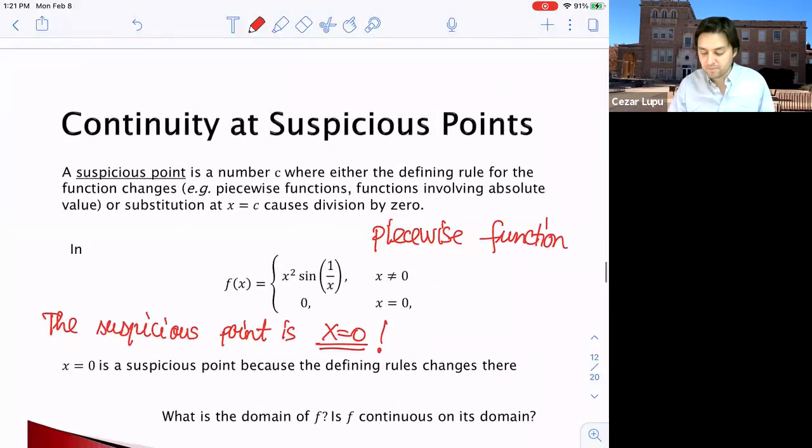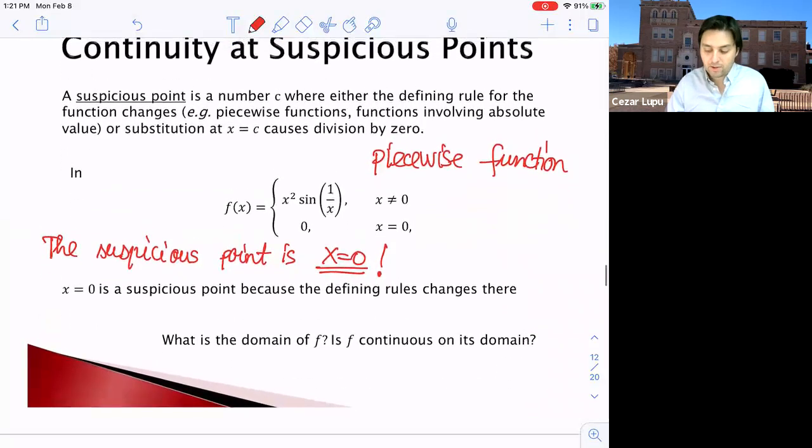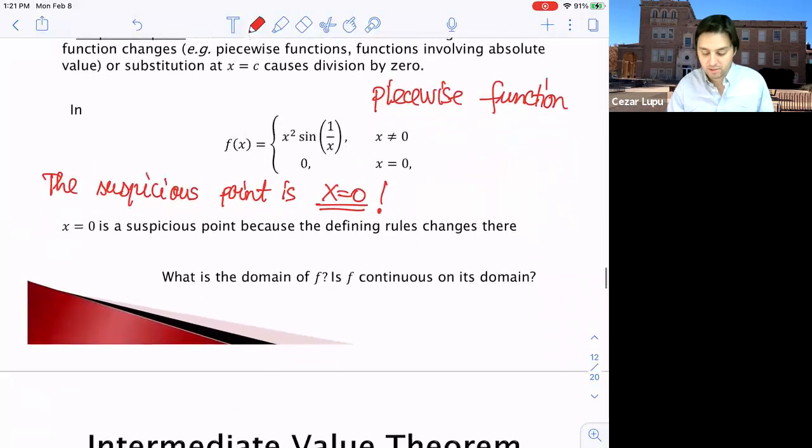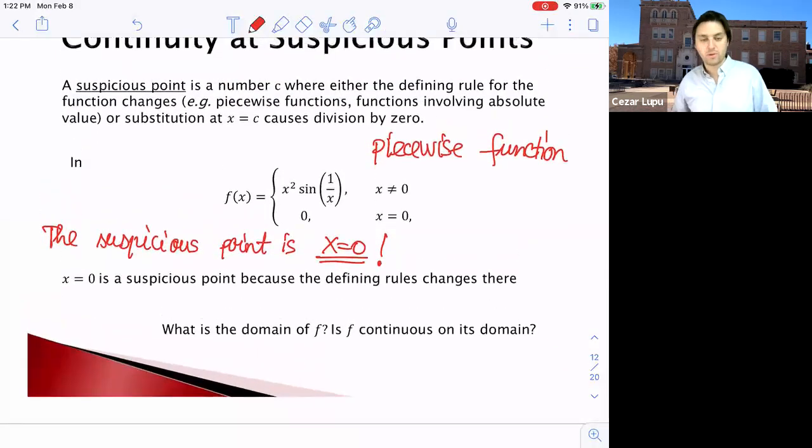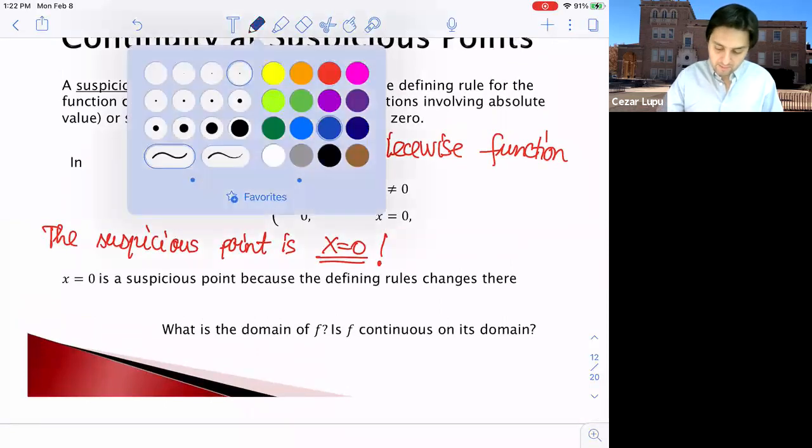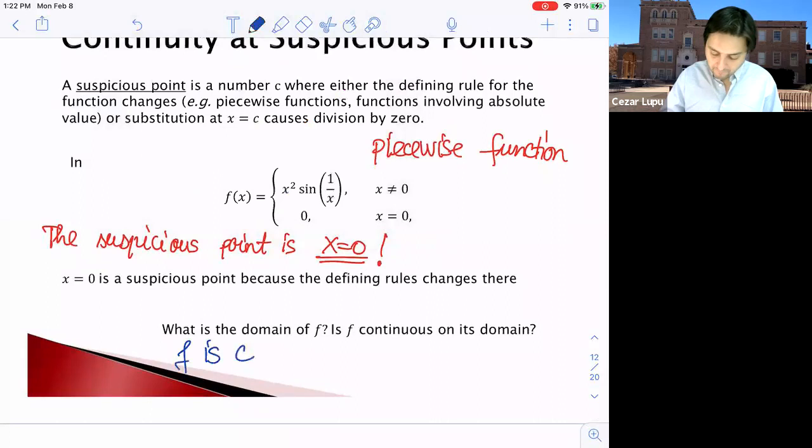But first, what is the domain of F? Clearly, the domain of F is all the values. Somebody said that 1 over x is suspicious, so we cannot have x equals 0. Or another question we would like to answer: is F continuous or not? In other words, let's just say that F is continuous at x equals 0 if what?